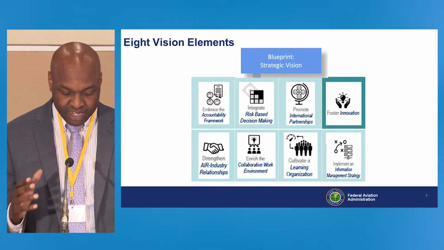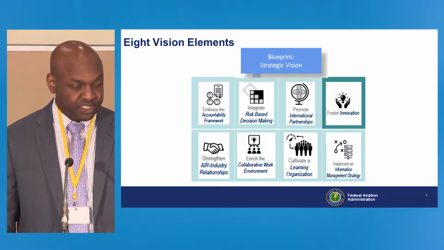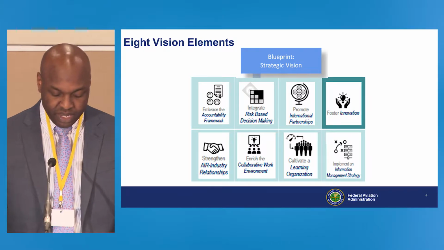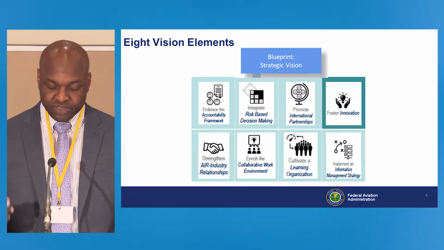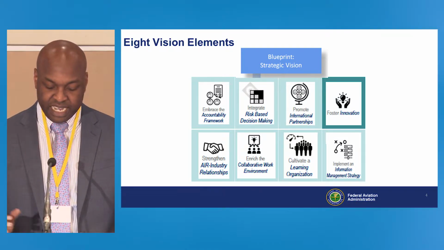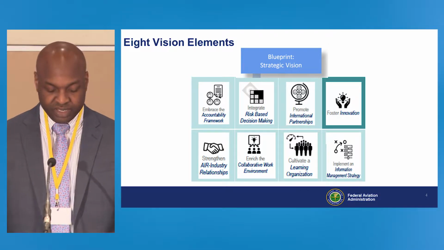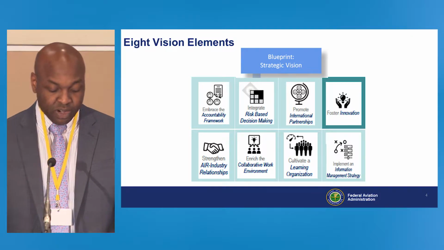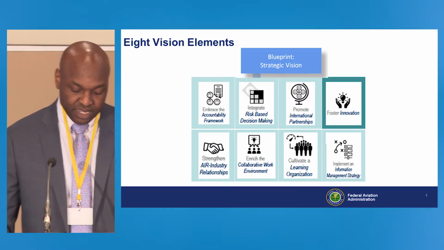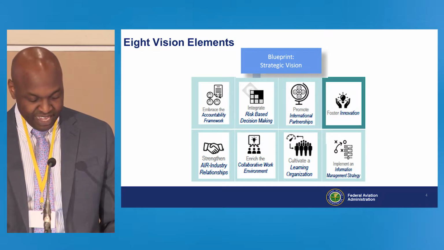So the Air Transformation Blueprint identifies 8 vision elements that are considered essential to realizing the vision for air transformation. I'm just going to quickly step through some of these. The accountability framework helps clarify the FAA and industry's role during certification. Risk-based decision-making will allow AIR to scale the level of rigor used during approvals and oversight and leverage resources more effectively throughout the organization. Promote international partnerships will employ a methodical process to establish, build, and maintain confidence in foreign aviation authorities, or just send me to Cologne about every 3 months.